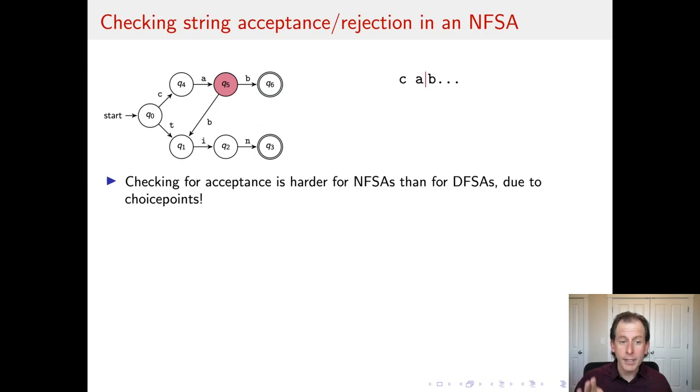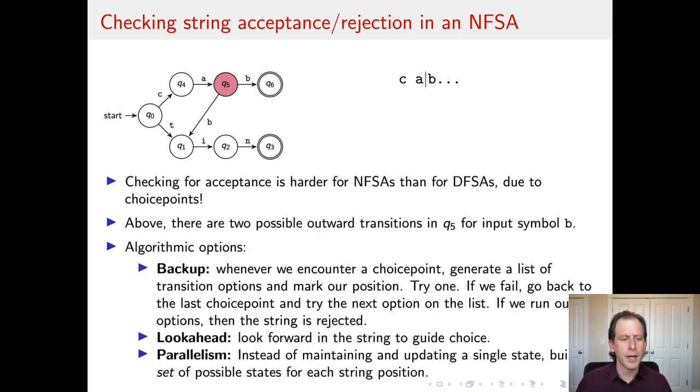Now, checking for acceptance is harder for non-deterministic than for deterministic finite-state automata due to the existence of these choice points. So the simple story that I showed you before is not going to hold as straightforwardly, because there's more than one thing that we can do. In this automaton, for example, if you're in Q5 and the next thing you have is a B, then I could either take this transition or I could take this transition. And so there's a little more machinery that I need.